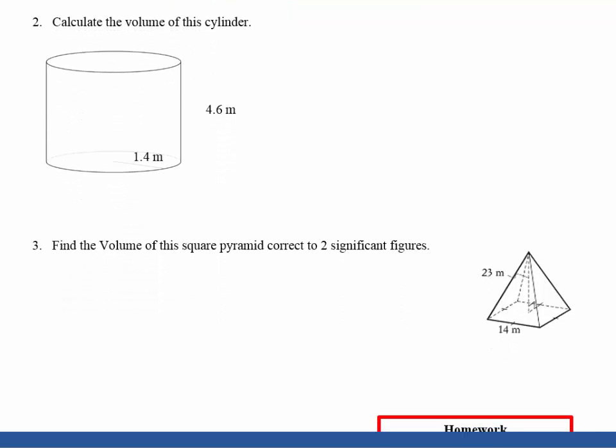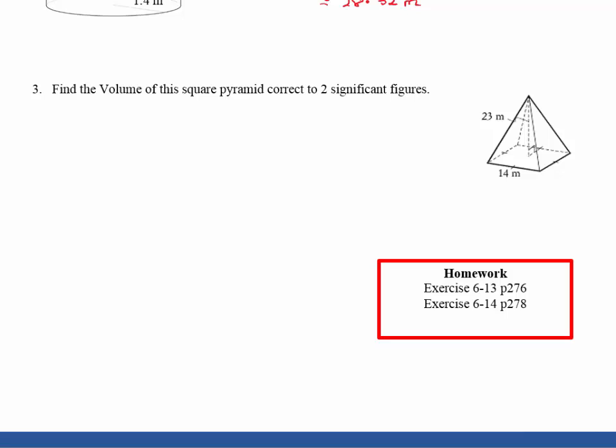To find the volume of this cylinder, well, we know the volume of a cylinder is the area of the cross-section times the height, and we know the cross-section is a circle, so it's pi r squared h. So that is pi times 1.4 squared times my height, which is 4.6. And if I work that out on my calculator, I get 28.3245, and so on. So let's round that to, say, 2 decimal places. So 28.32 meters cubed.